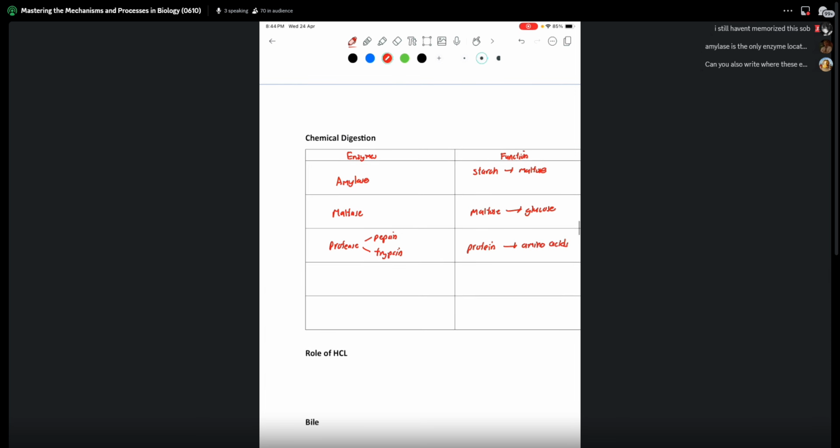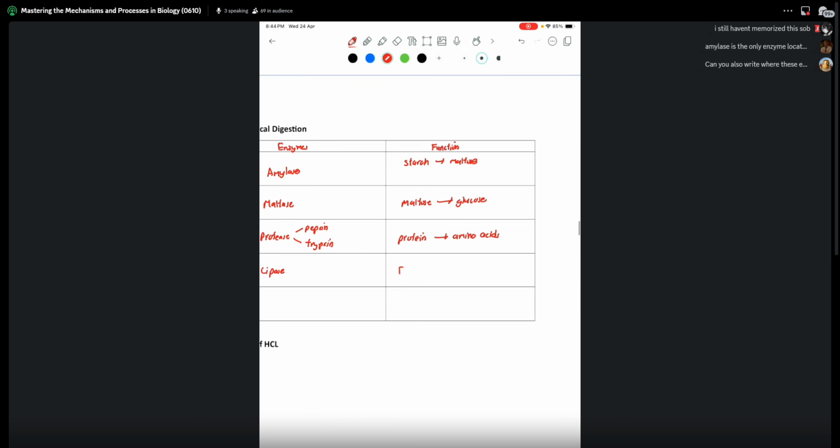And what's next? We have lipase, which is from fats to fatty acids plus glycerol. Not glycogen, by the way, glycerol.